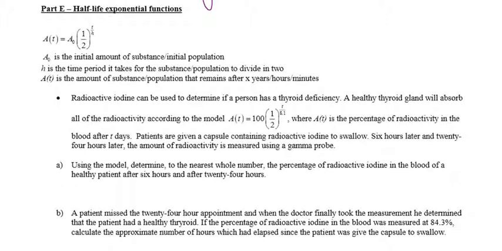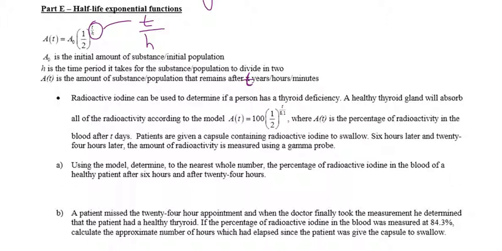You've got a half-life, that's a half. So H is the period it takes for the substance to divide in 2. And A of t is the amount of substance that remains after t years. So we have this expression here, which is t over h.